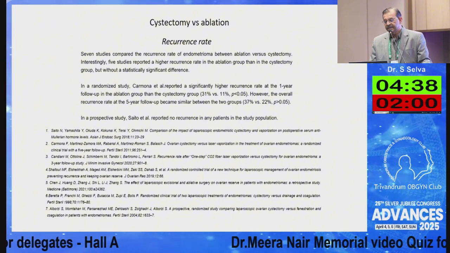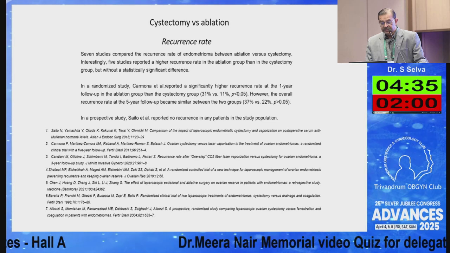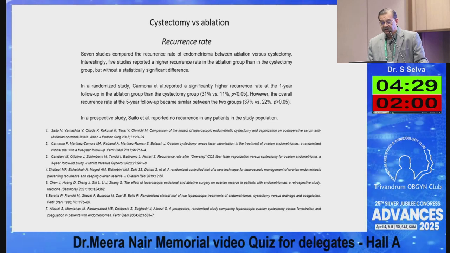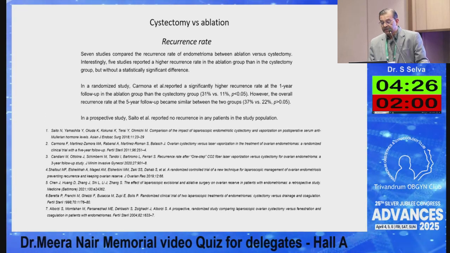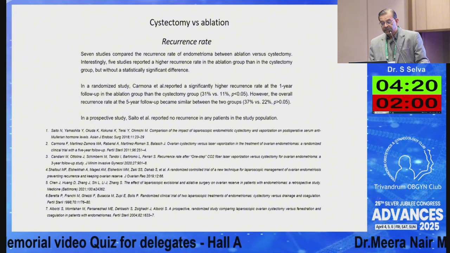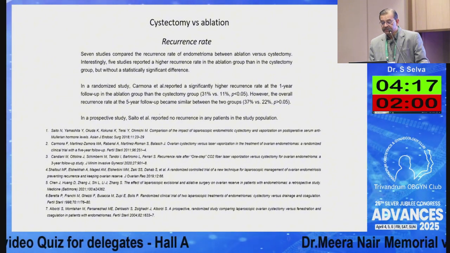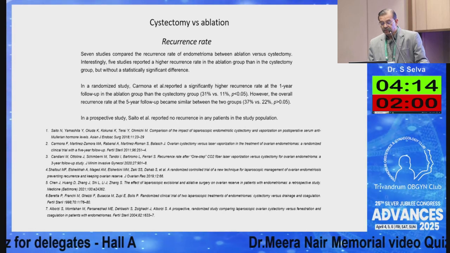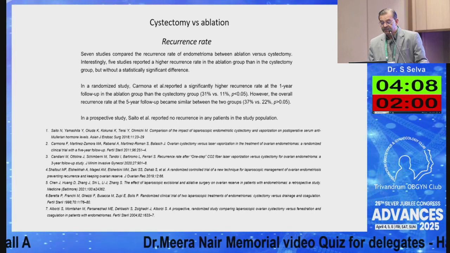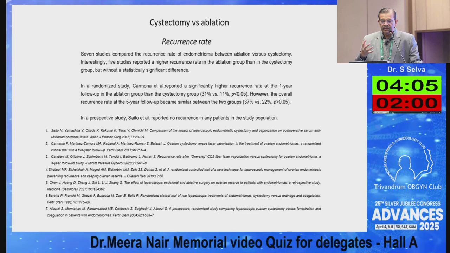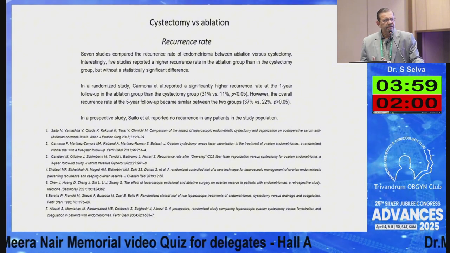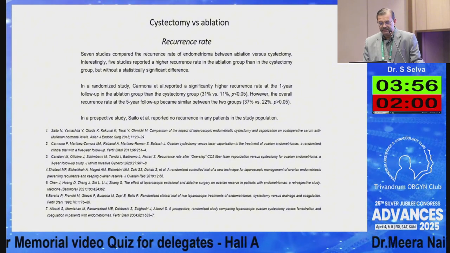What about cystectomy versus ablation in recurrence? There are 7 studies that compared the recurrence rate of endometrioma between ablation and cystectomy. Interestingly, 5 studies reported a higher recurrence rate in the ablation group than in the cystectomy group, but without a statistically significant difference. In the randomized study by this author, he reported a significantly higher recurrence rate at 1 year follow-up in the ablation group compared to the cystectomy group. However, the recurrence rate after 5 years is similar. So generally, the consensus is if you do an ablation, you have to tell your patient that the recurrence rate will be higher. This we need to understand.